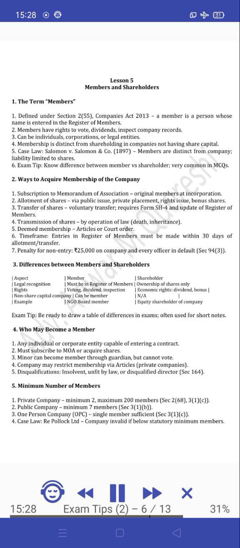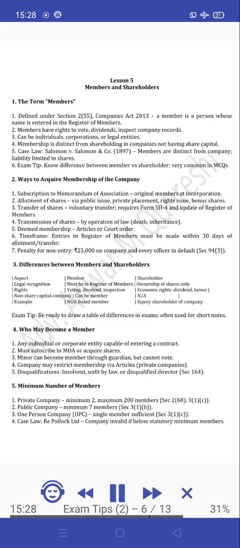2. Ways to acquire membership of the company. 1. Subscription to Memorandum of Association: original members at incorporation. 2. Allotment of shares via public issue, private placement, rights issue, bonus shares. 3. Transfer of shares: voluntary transfer requires Form SH4 and update of register of members. 4. Transmission of shares: by operation of law, death, inheritance. 5. Deemed membership: articles or court order.